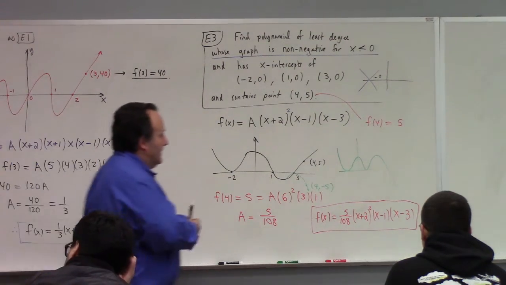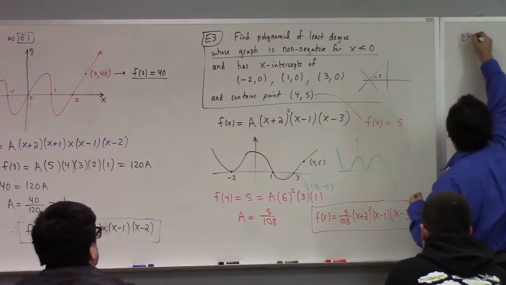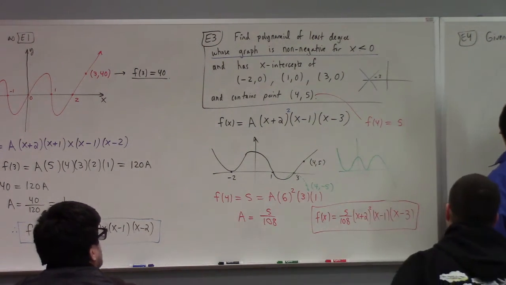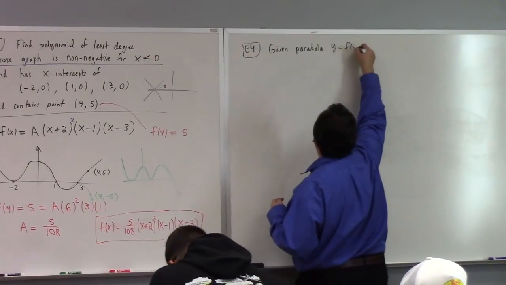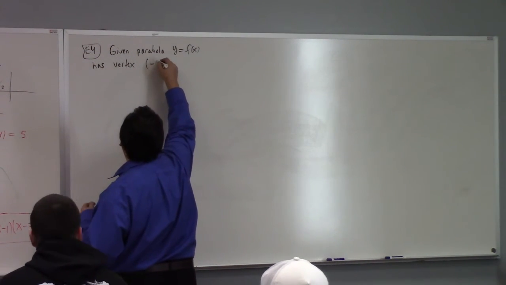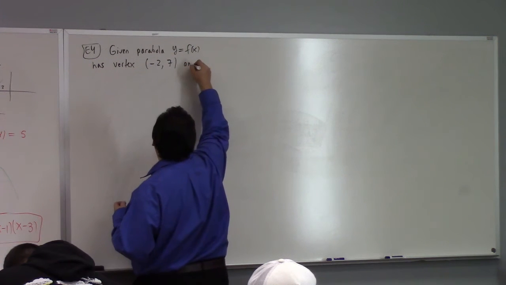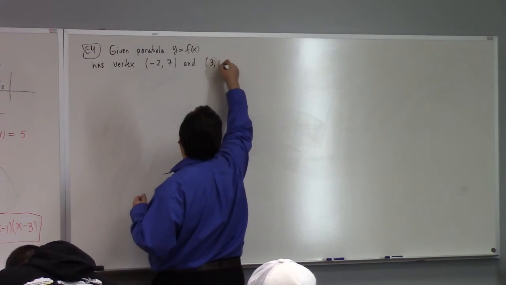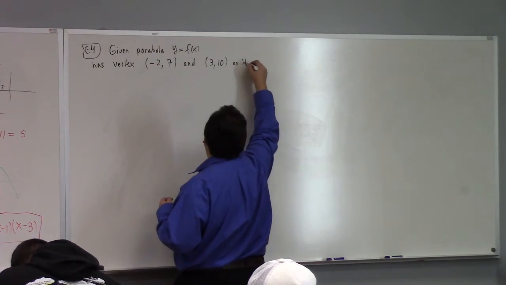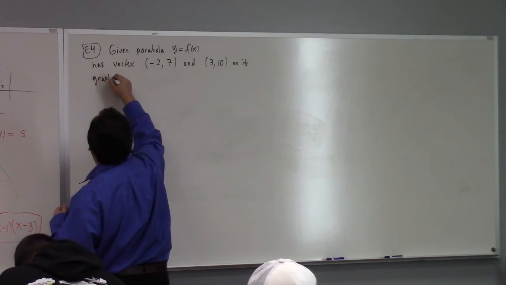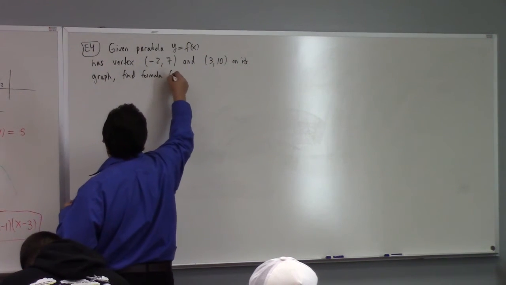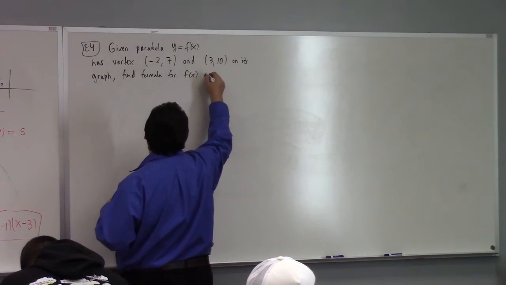Example 4. Given parabola y equals f of x has vertex -2, 7 and 3, 10 on its graph. Find formula for f of x in standard form.